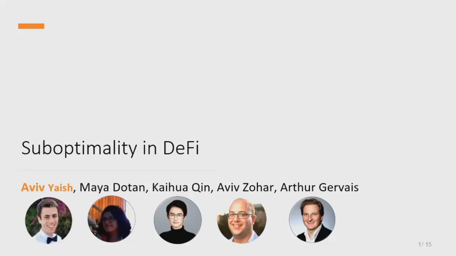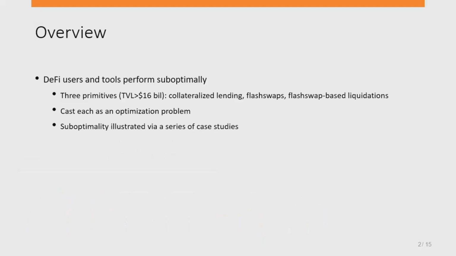So this is joint work with Maya Dotan, Kai Watchin, Aviv Zohar, and Arthur Gervais. Our goal in this paper is to study optimality and suboptimality of users in decentralized finance. Toward that end, we study three semi-important primitives: collateralized lending, flash swap-based arbitrage, and flash swap-based liquidations. I'll explain soon what these mean. We cast each one of these as an optimization problem, and we produce optimal executions of these primitives, and we compare the optimal execution to real-world transactions to study how suboptimal they are.